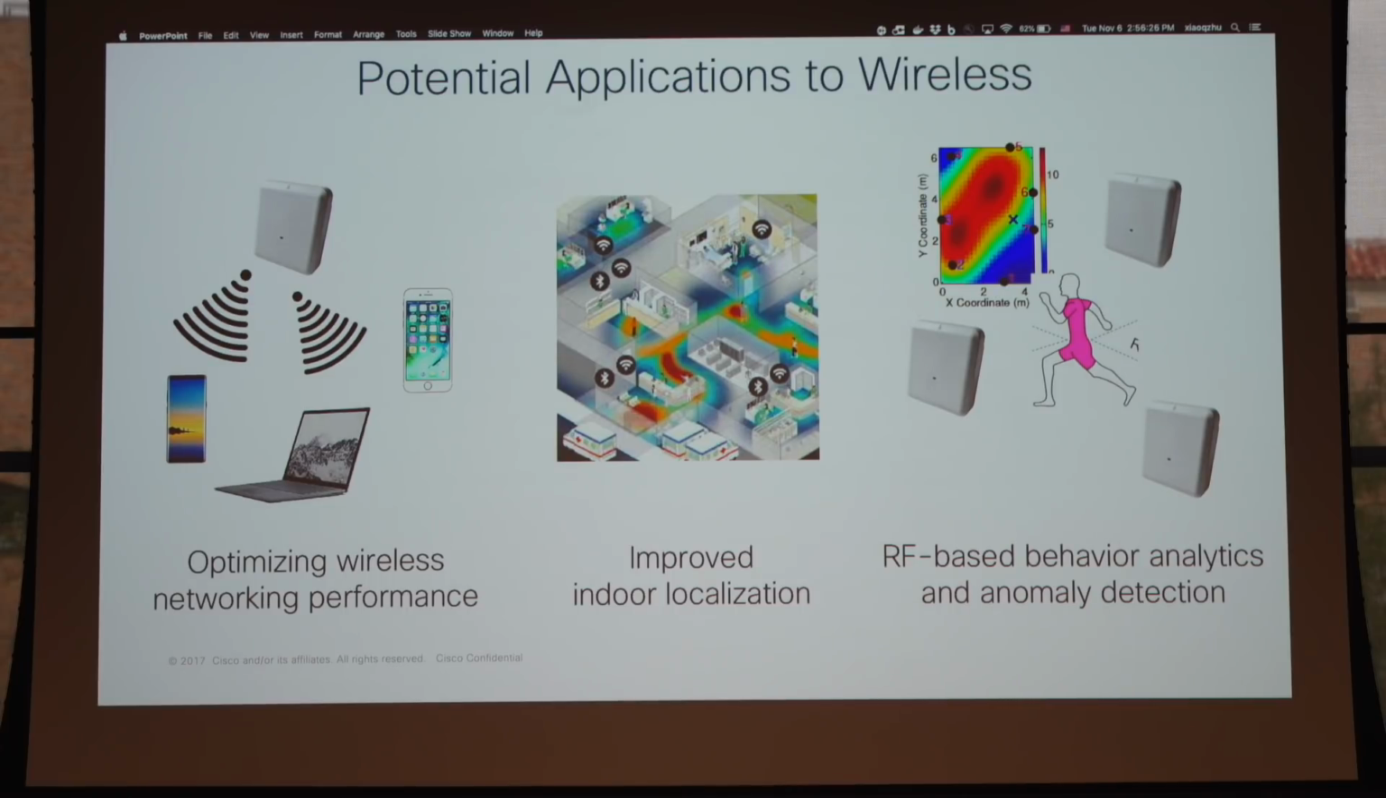And of course, to loop back to applications to wireless, these are all preludes to the really exciting work we are working on right now, which is trying to apply some of the methods that we have learned to a collection of wireless related applications, all the way from optimizing the wireless networking performance for the next generation Wi-Fi network, also improving indoor localization and services, which is an existing service already, as well as exploring new applications using RF-based behavior analytics and anomaly detection, considering CSI measurements, channel state information, as the new type of data that we can feed our machine learning algorithms.